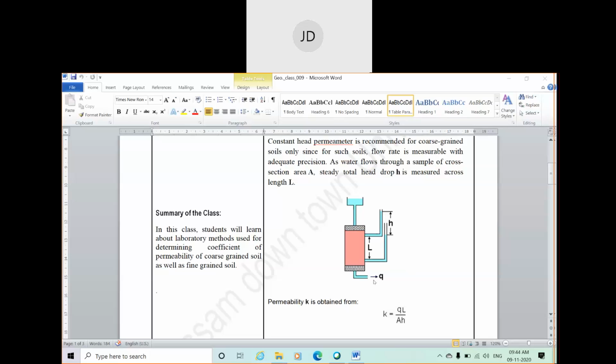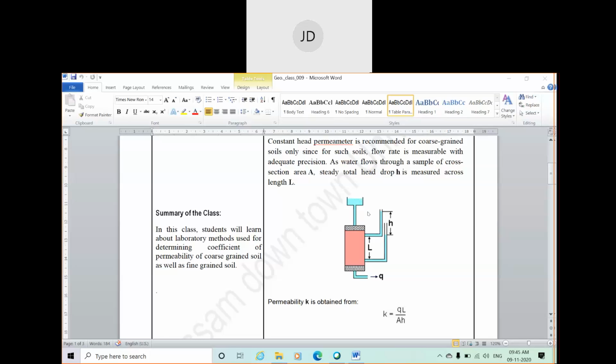Within a minute, you can measure how much water is coming, so you can find out Q, that is the discharge per unit time, in meter cube per second. This head H will remain constant throughout the test, because it is a continuous flow of water. From the arrangement, water will be continuously flowing to the overhead tank, and this head will always remain constant.